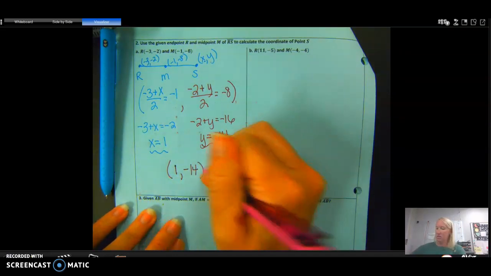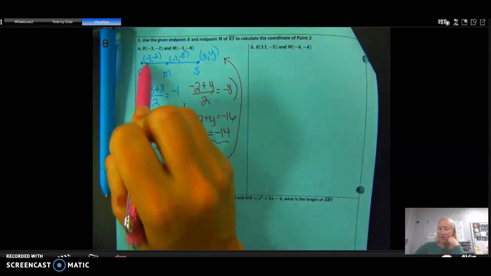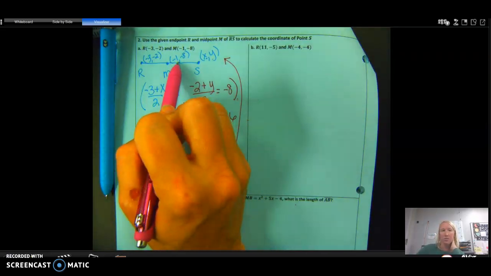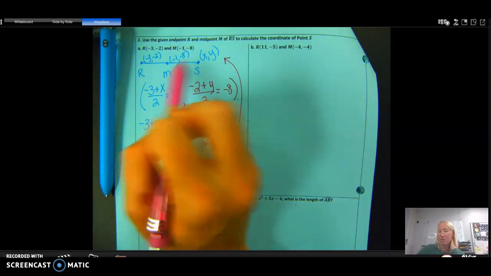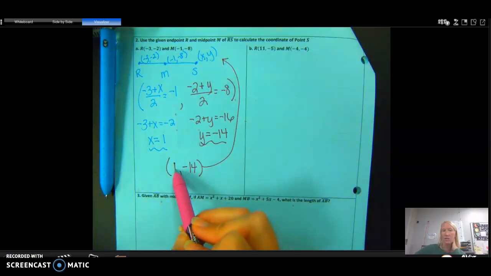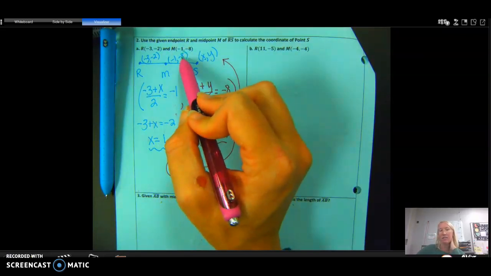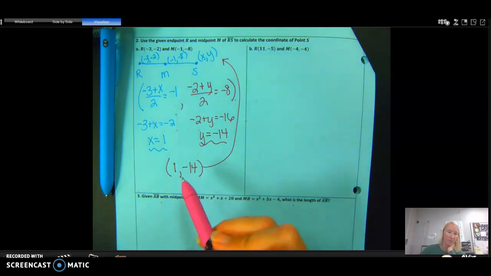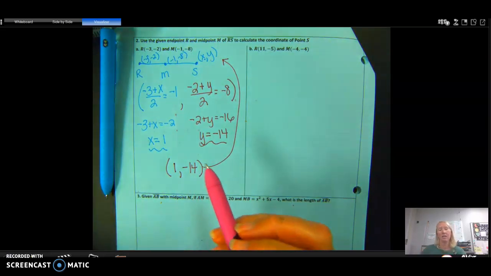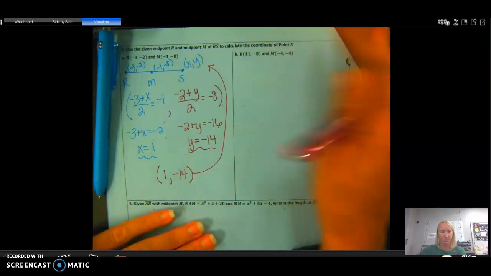But I'm not just going to leave it there. I'm going to check myself. What happened to my x value to get from the endpoint to the midpoint? It went up 2. So it only makes sense, if this is the midpoint, it splits it in half, that I go up 2 to get to my x, which I did. It's 1. Here, I went from negative 2 to negative 8. That goes down 6. If I go down 6 more, I get to negative 14, which is what I got for an answer. Go ahead and pause me and try B on your own. Then when you're done, unpause me and check yourself.